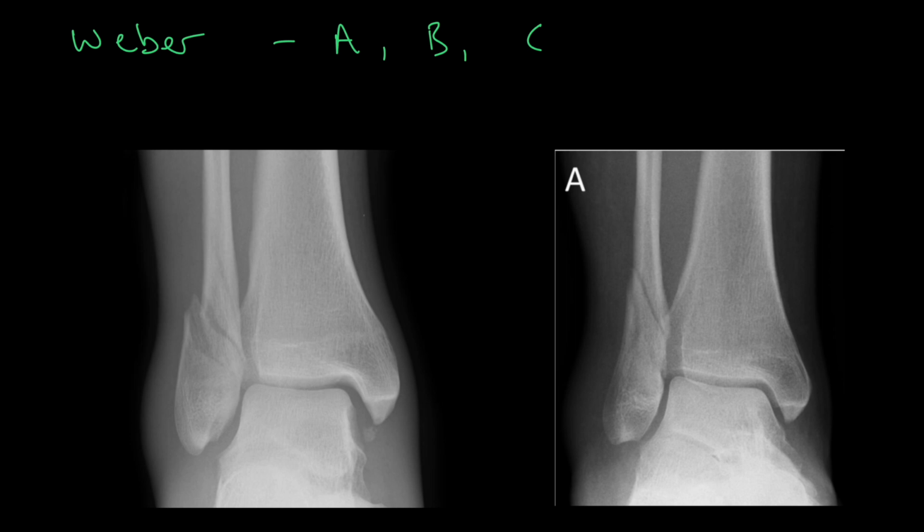The importance of this is A will be the most stable and C will be the least stable. As you can see over here, we have two cases of a Weber B. In one case we have no joint space narrowing, implying that this is more likely to be a stable Weber B fracture. And over here we do have lateral talar shift, which would suggest an unstable fracture, which you would be more keen to operate on.